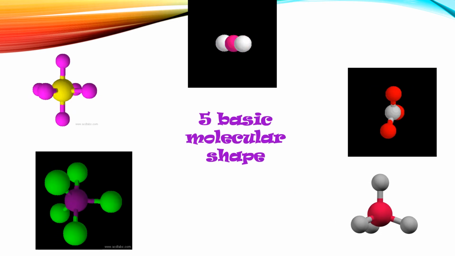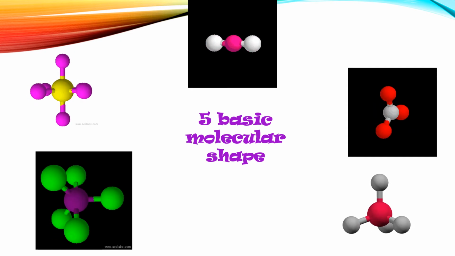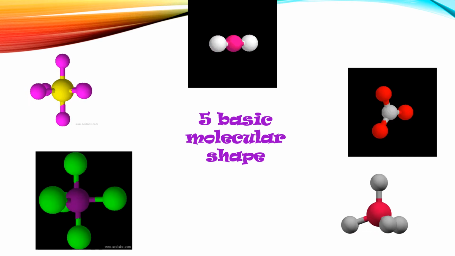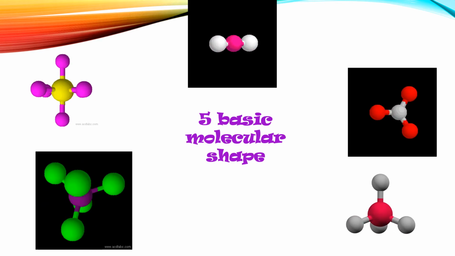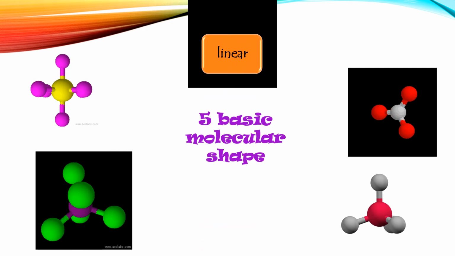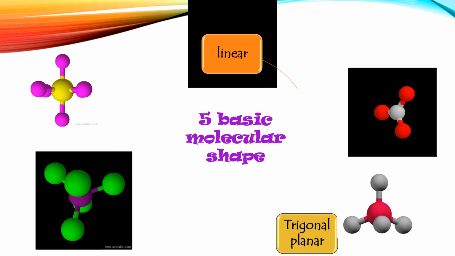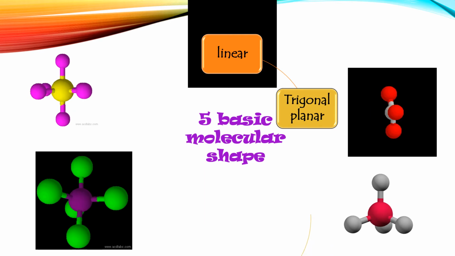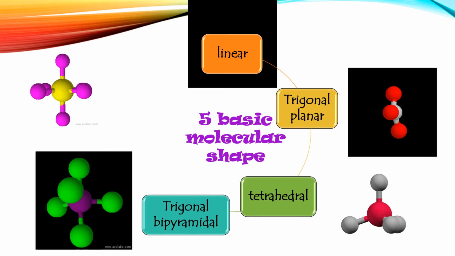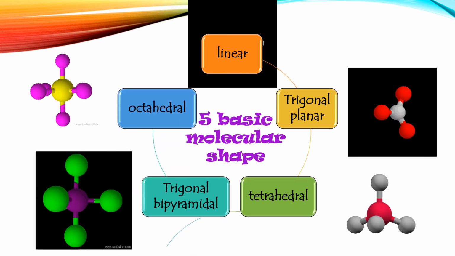There are 5 basic molecular shapes that derive from VSEPR theory. These basic shapes are formed when there are only bonding pairs at the central atom, without lone pairs. The linear shape is formed when there are 2 bonding pairs at the central atom. The next shapes are trigonal planar, tetrahedral, trigonal bipyramidal, and octahedral.